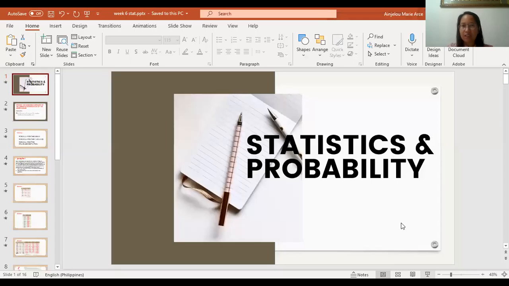Again, 2 modules po ang i-discuss natin ngayon, which are actually a continuation of what we had last time. Natatandaan niyo last time nag-compute tayo ng mean and variance.